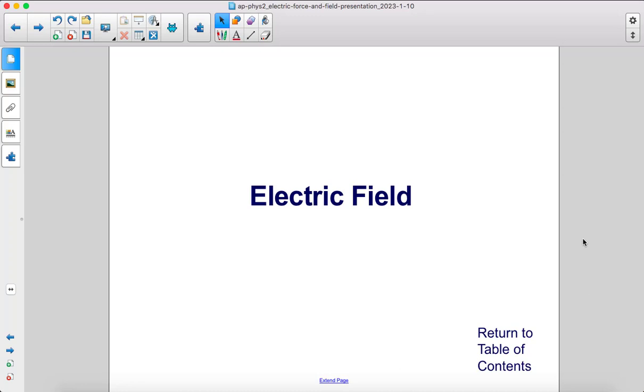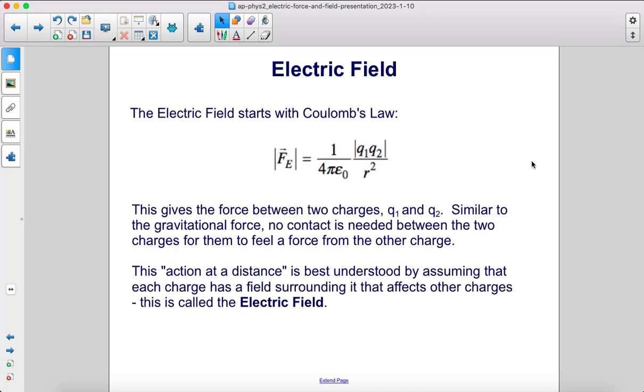Electric field. The electric field starts with Coulomb's law. This gives the force between two charges, Q1 and Q2. Similar to the gravitational force, no contact is needed between the two charges for them to feel a force from the other charge. This action at a distance is best understood by assuming that each charge has a field surrounding it that affects other charges. This is called the electric field.